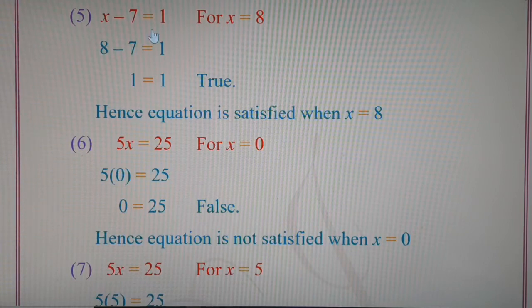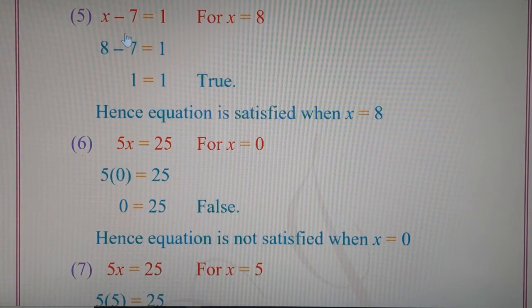Let's check the fifth example. x minus 7 is equal to 1 for x equal to 8. Now we have to substitute the value of x as 8. Instead of x, we'll write 8. 8 minus 7 is equal to 1. Rest of the things we copy as it is. Instead of x, we write 8. Minus we copy, 7 we copy, equal to, and 1 we copy as it is. 8 minus 7, when we solve, the answer will be 1.